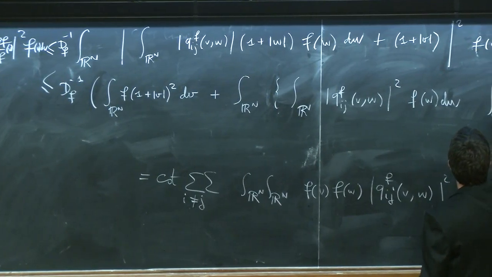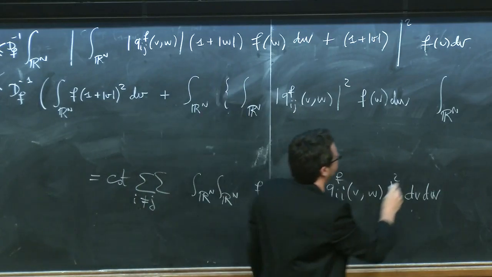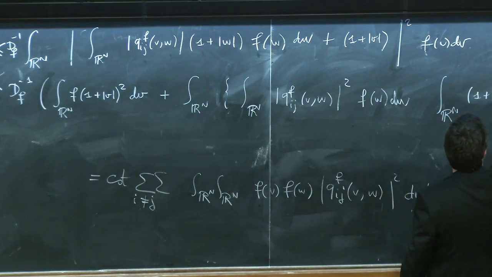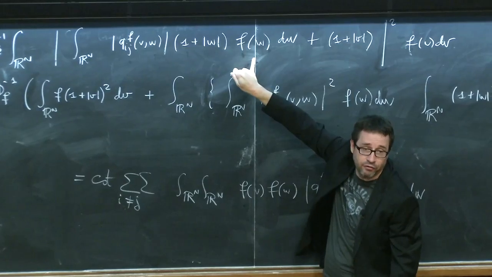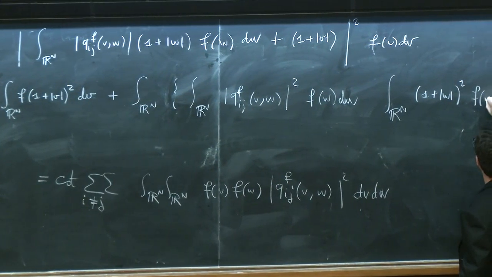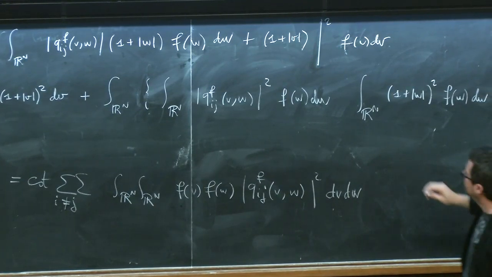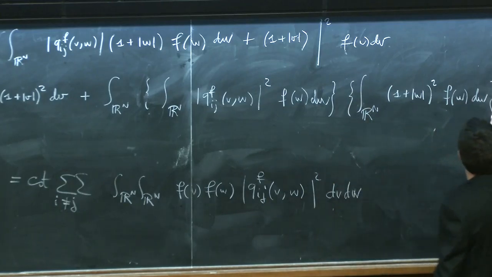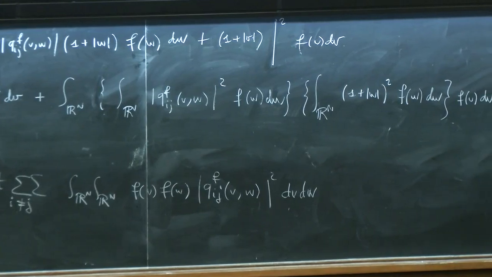And then in the second one, the square has already been used, so I will have to take the square of this one, like this. And here I used half of the f, so I use the square root of the f, so I have to put also the f at this level. I hope I did not write something wrong at this level. Let me say that, yes, you have still to multiply by f of v and integrate in v here. It's like this, okay?